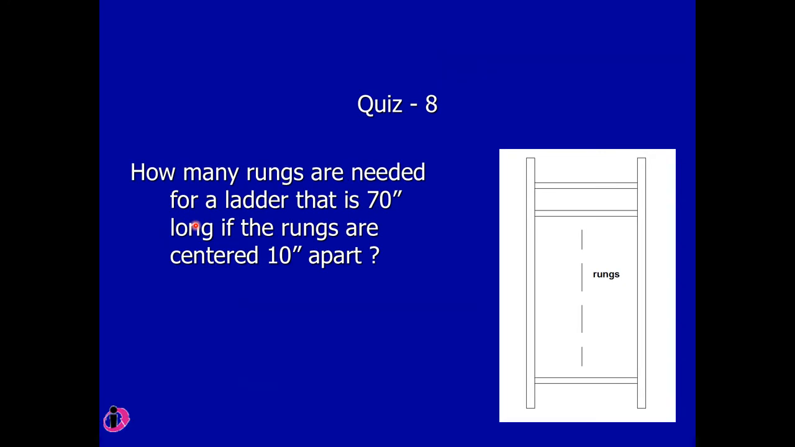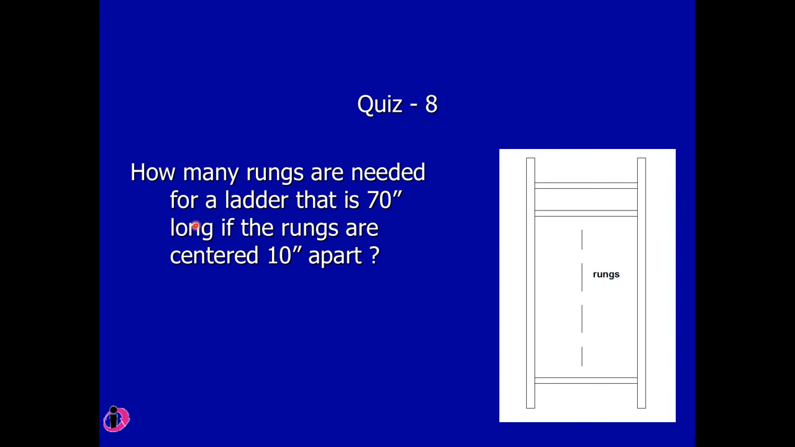Now let's look at a problem here. Okay? This is an interesting problem. How many rungs are needed for a ladder that is 70 inches long if the rungs are 10 inches apart? It looks like a division problem, right? Because you have a 70-inch long ladder, and you will need rungs 10 inches apart from each other, right? So somebody can find, oh, let's see, 70 inches by 10 inches, that's 7, right?